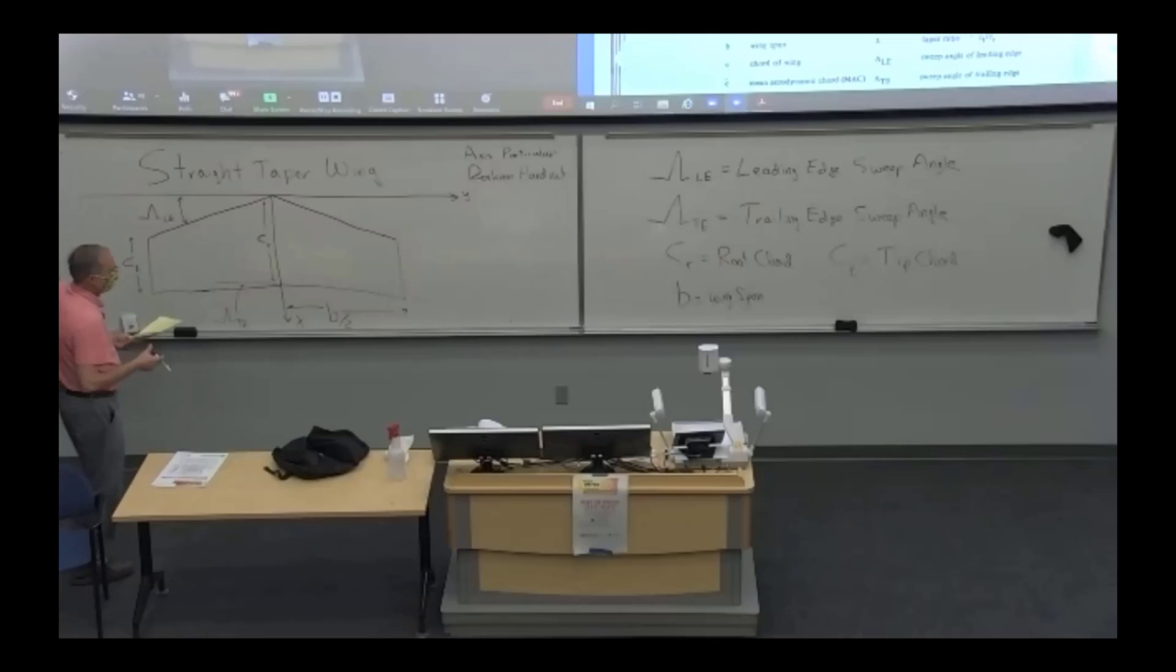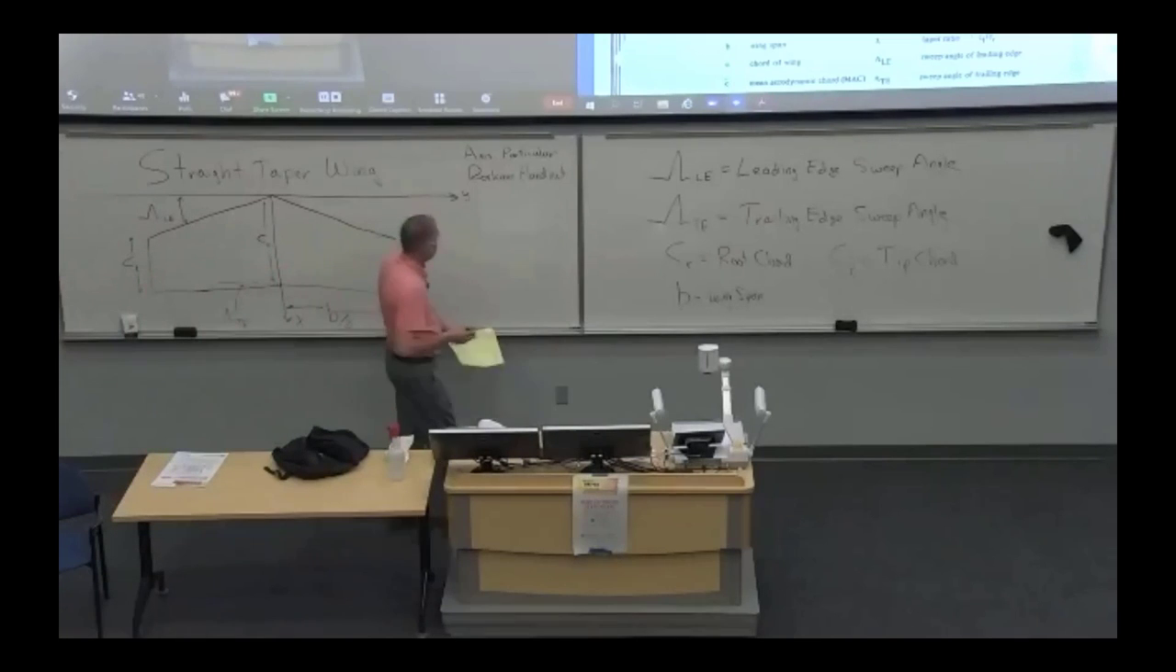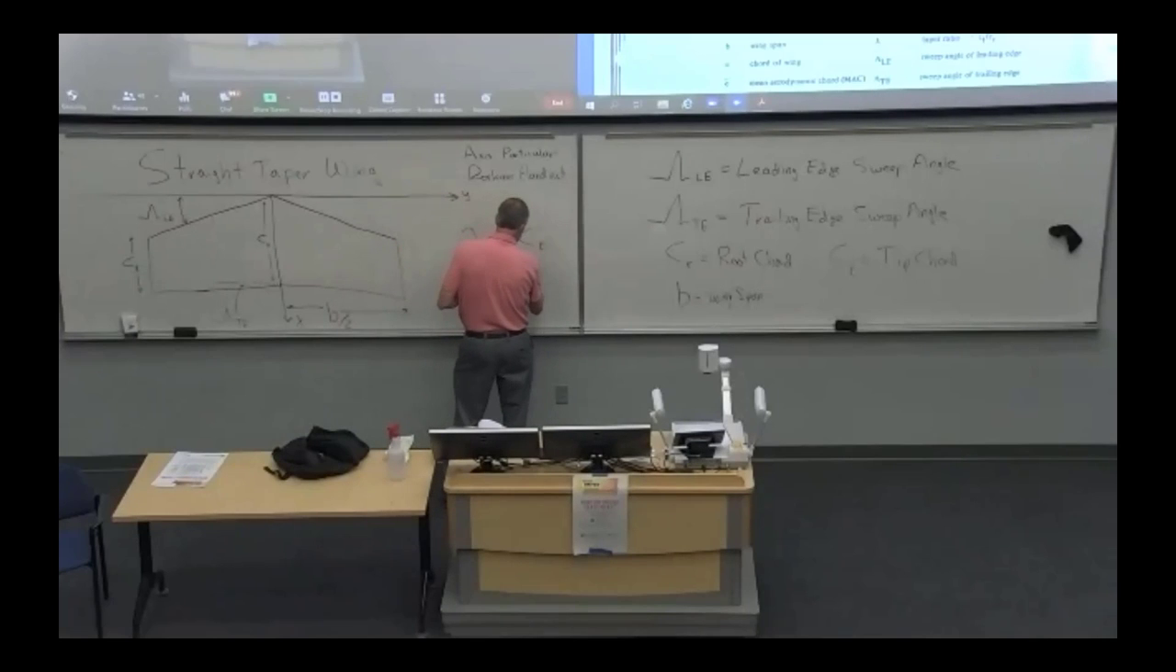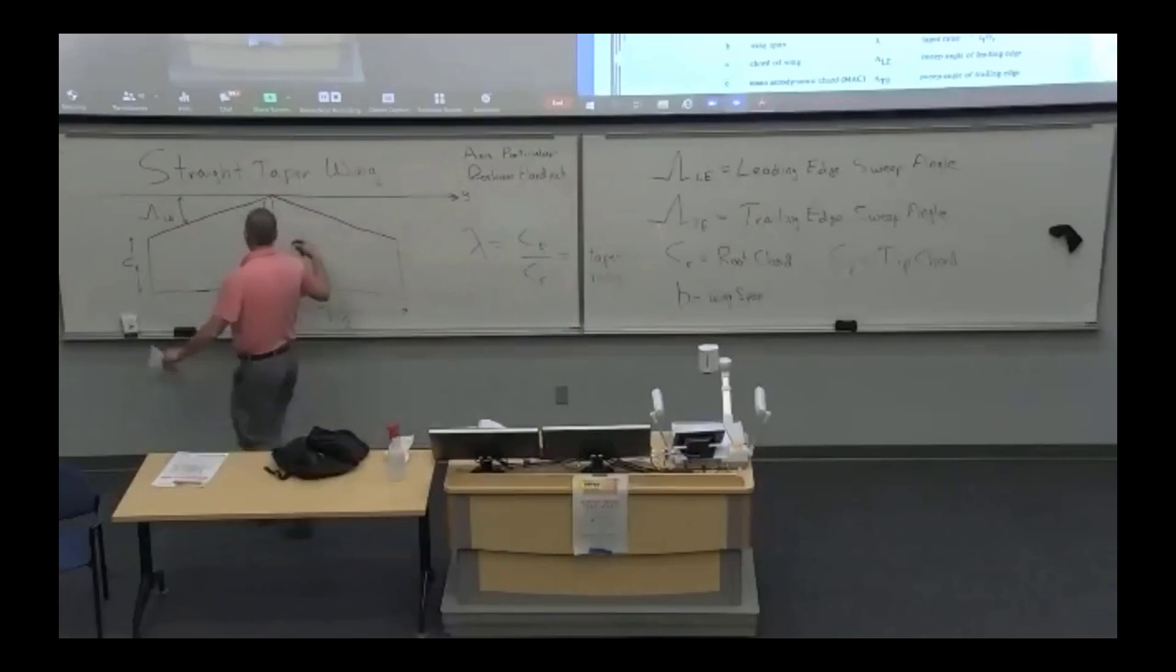All right, where are we? Oh, and then we'll define what's called the taper ratio. Lambda is C_T over C_R. And all of this stuff that we're doing is just defining the geometry of the wing so that we can calculate the wing area S, the aspect ratio that we need for that big formula, and all of the other stuff that we need.